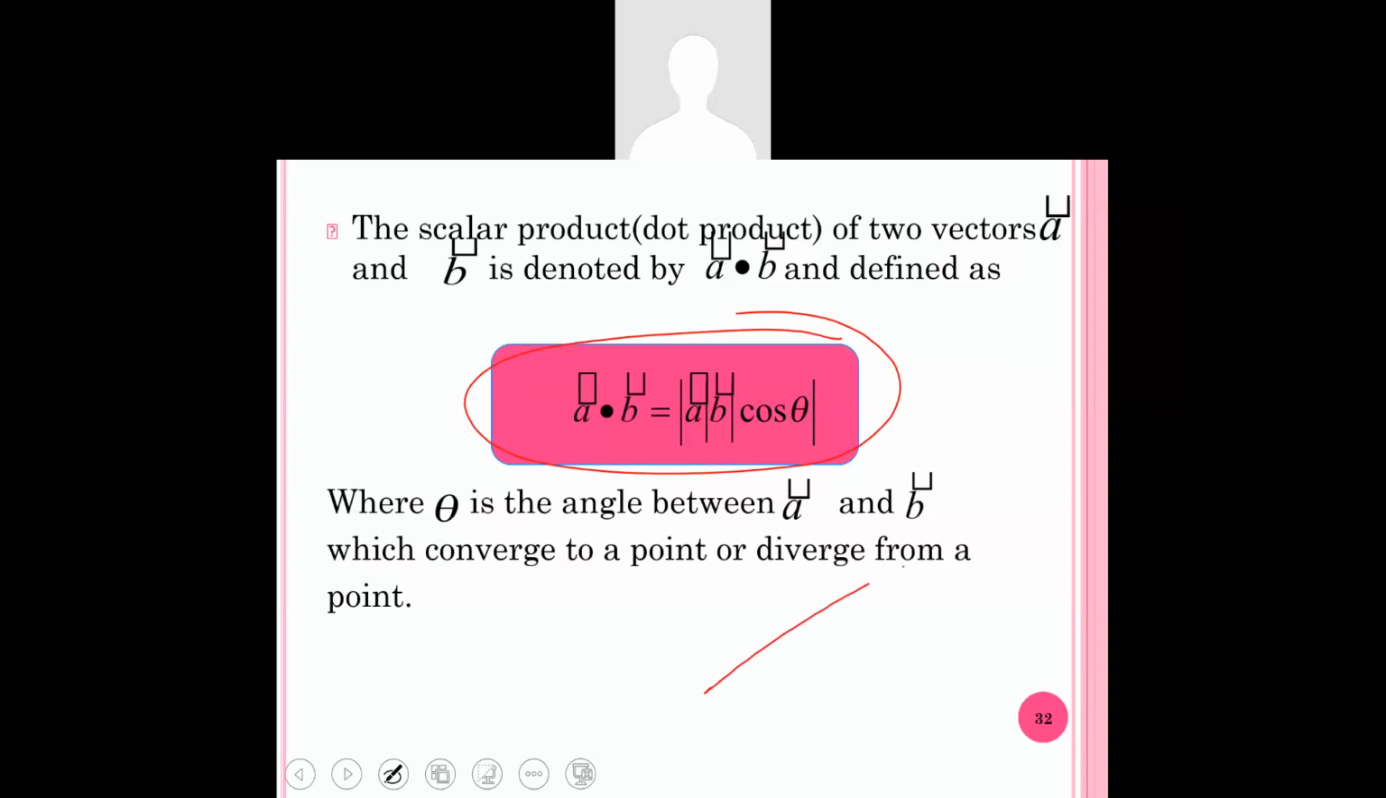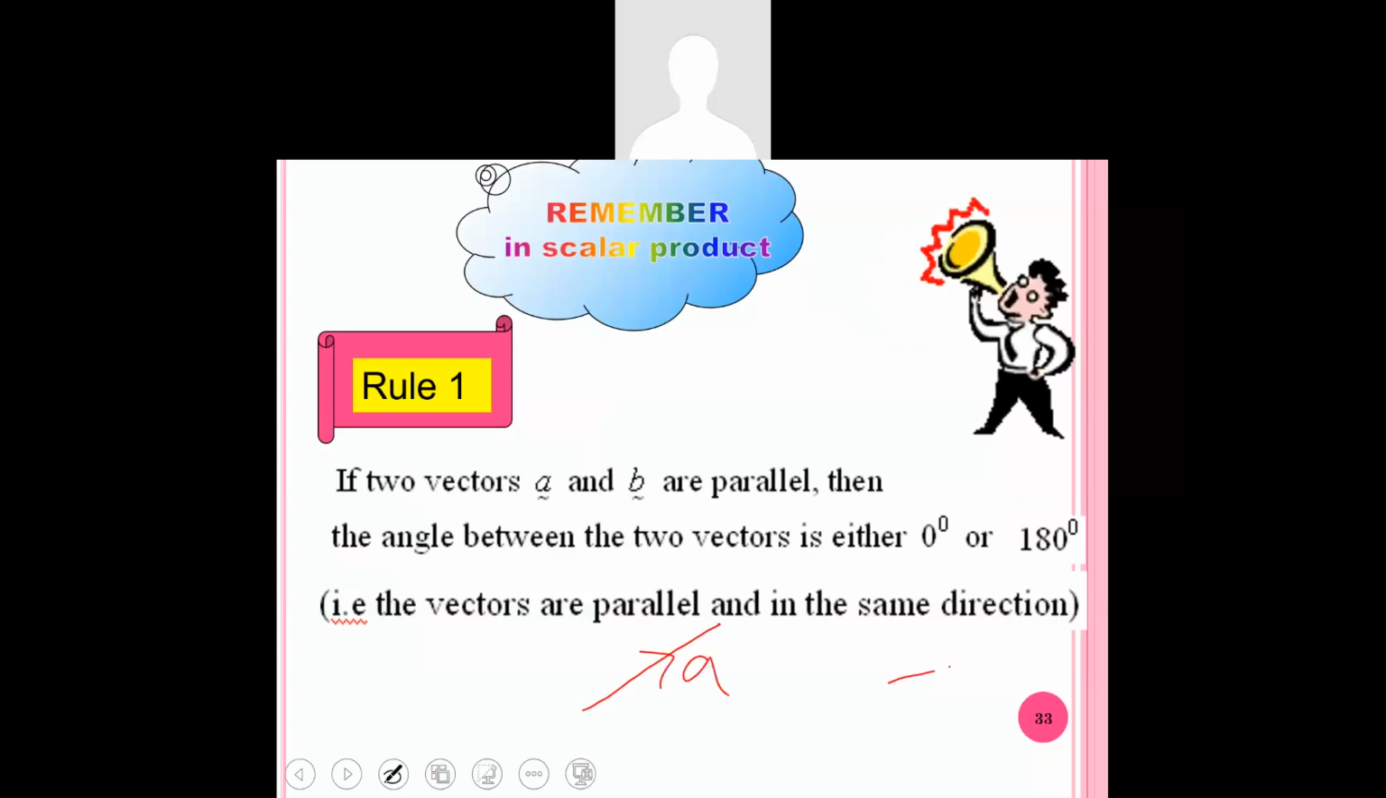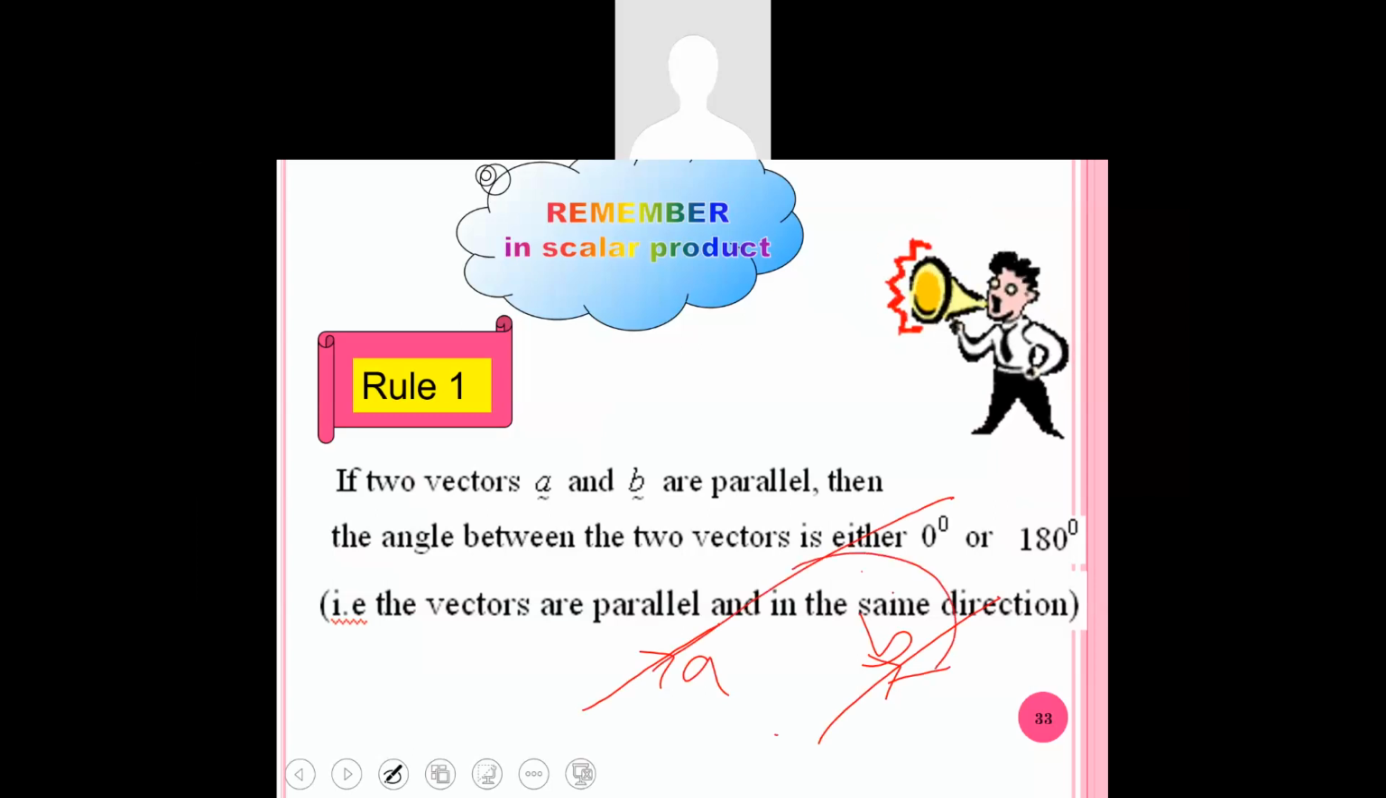So let's say we have this vector A, and this is vector B. Theta would be the angle in between these two vectors. Rule number one is that if two vectors A and B are parallel, then the angle between them is either 0 or 180. So let's say we have this vector A and somewhere here vector B. If we take vector A and vector B and put them together, it is either a full 180 or it is just 0. There are no angles in between them.